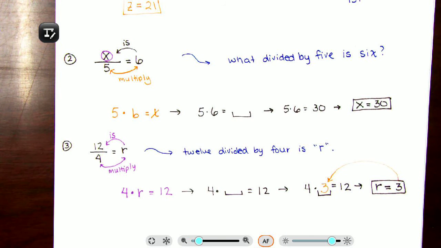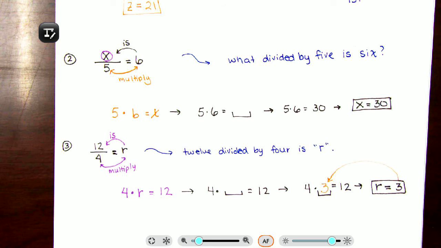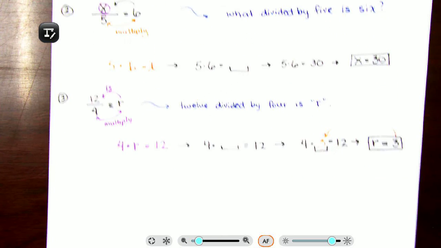Okay. Now these are all one-step equations. Equation means it has an equal sign. We're able to solve for a variable. It takes us one step to do that. Now we need to move on to two-step equations.